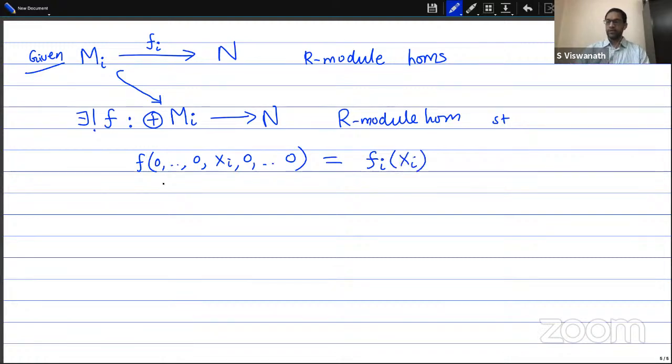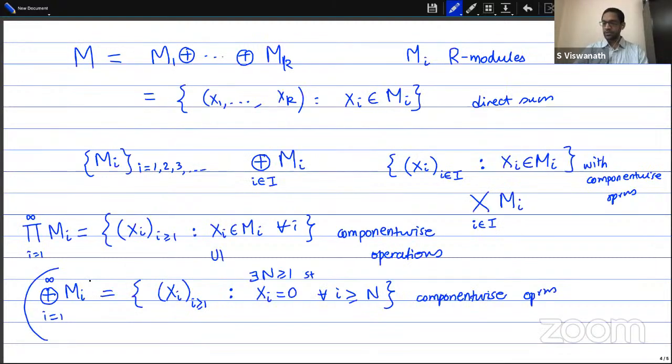So this is just another way of saying that F composed with these inclusion maps will give you the original Fi. We talked about this in the course, and a module which satisfies this property is what we usually call a direct sum. In the infinite case, you can check that the second version that we talked about is the one which has that property. The first one will not have that property.